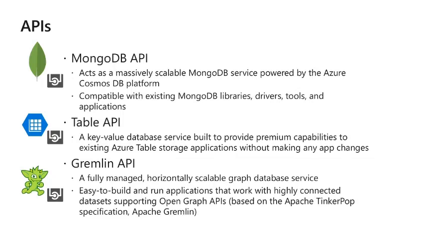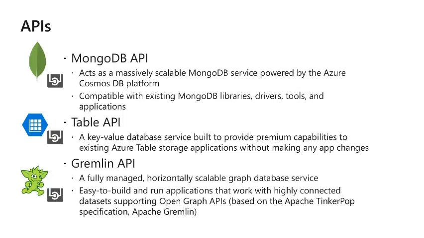Then there is Table API. The Table API in Azure Cosmos DB is a key value database service built to provide premium capabilities, for example, automatic indexing, guaranteed low latency, and global distribution to existing Azure Table storage applications without making any app changes. So this is the same as Azure Table storage, but with the benefit of automatic indexing, guaranteed low latency, and global distribution.